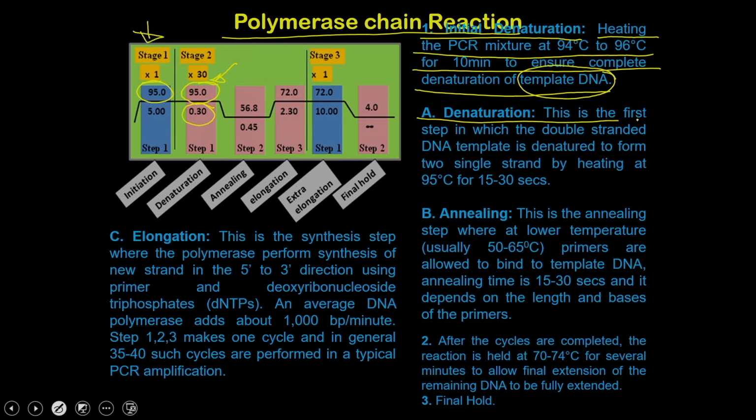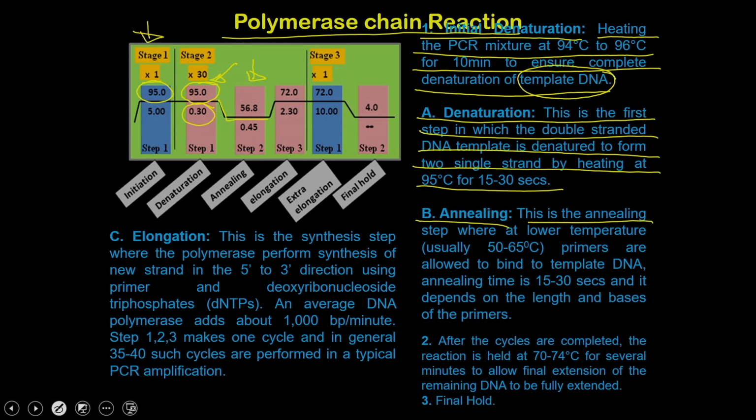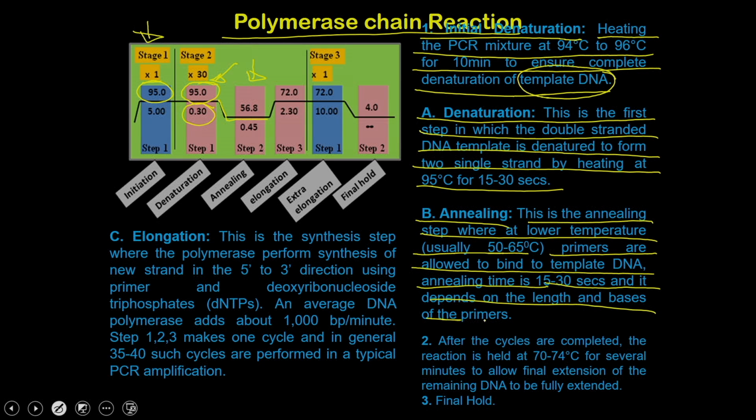In the denaturation step, which is the first step, the double stranded DNA is denatured to form 2 single stranded DNA by heating at 95 degrees Celsius for 15 to 30 seconds. Now, you lower the temperature. That is the annealing step, where at a lower temperature like 50 to 65 degrees Celsius, the primers are allowed to bind to the template DNA. The annealing time is 15 to 30 seconds, and it depends on the length and the bases of the primers.